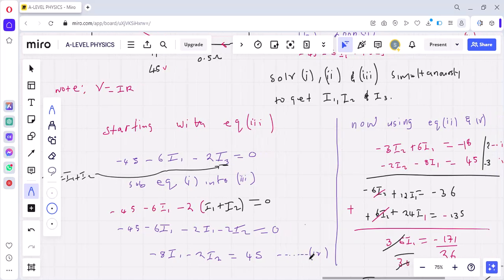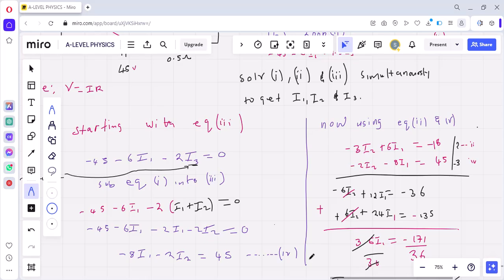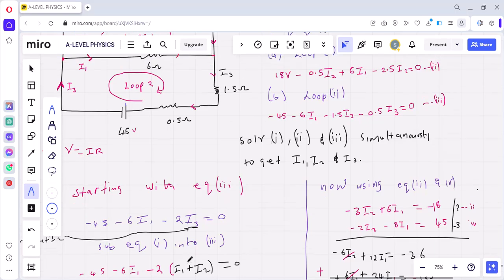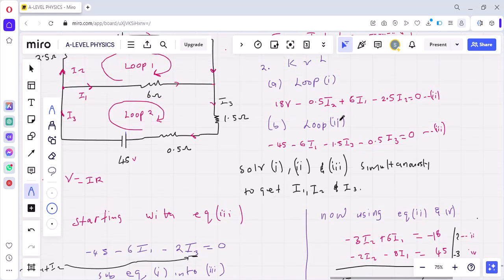Now I can use equation 4 and equation 2. You can see that in our new equation here, I1 and I2 are the only variables. And if you check our second equation here, there is only I2 and I1 as the variables. So you can also add 0.5 and 2.5, because this is I2 and this is I2. So the two terms can add.